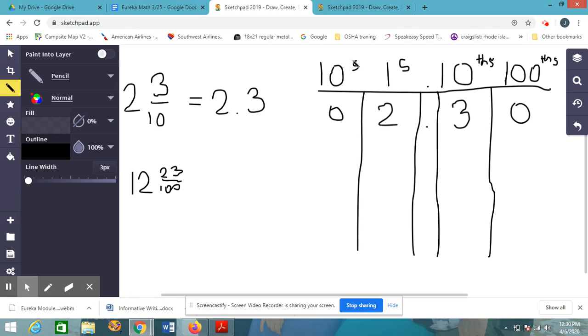Now we just gotta, do we have anything in the tens place? Let's look at our numbers. Yes, we have this 1 right here. Now, 1's not just a 1, it's actually 10. So, yes, we have 1 ten. Do we have anything in ones place? We have a 2. Do we have anything in the tenths place? Well, it looks like we got 23 hundredths.